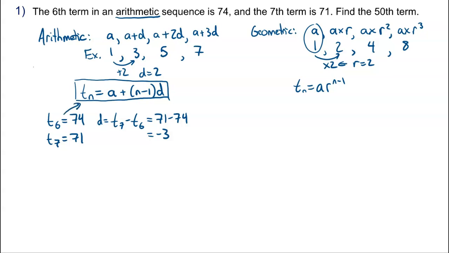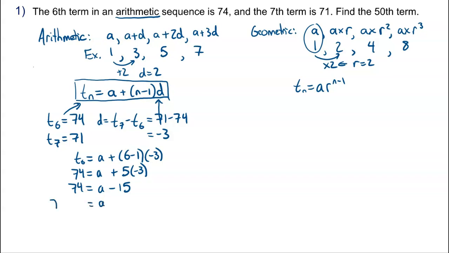So now we can go ahead and substitute the information from term 6 equals 74 and that d value into the equation, and the fact that we know everything except a means we can solve for a. So term 6 is equal to a plus 6 minus 1 times negative 3. Now that sixth term is 74, so we can also sub that in. And so it's a plus 5 times negative 3. Well, that's just a minus 15, that's equal to 74. And so if we add 15 to both sides, we can solve that for a, and we get that a is equal to 89.